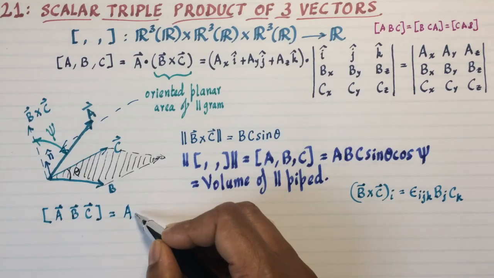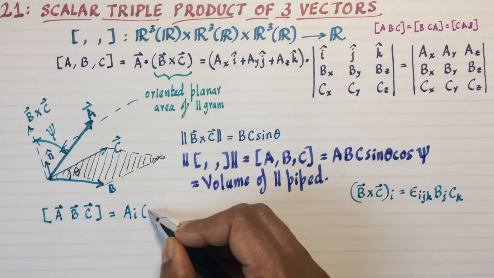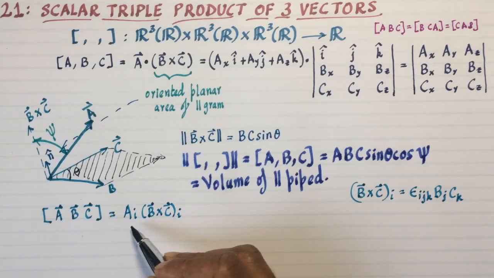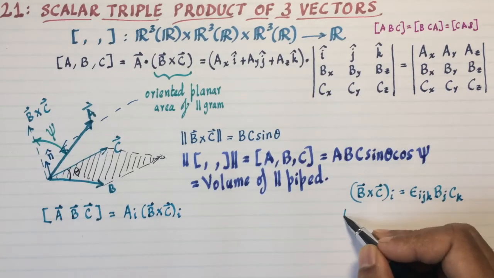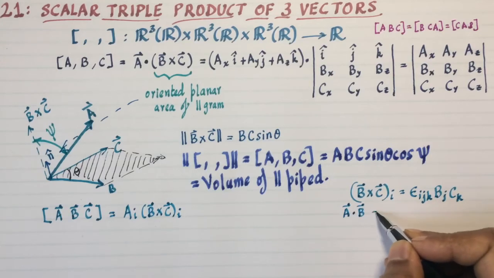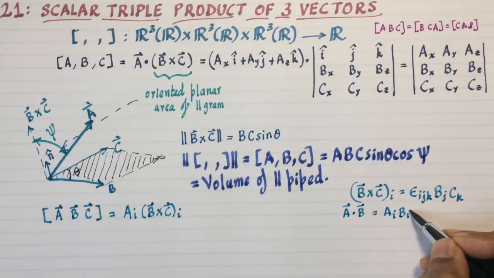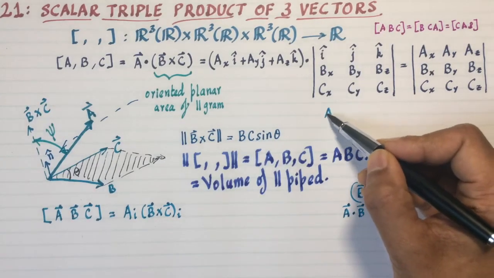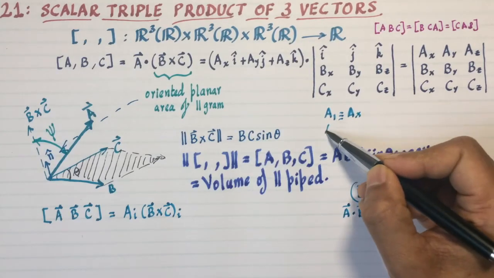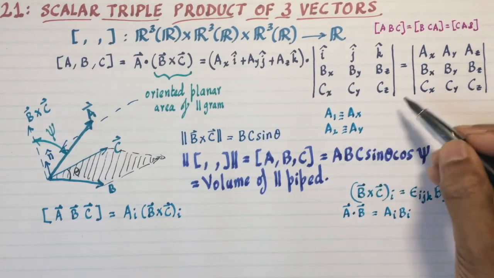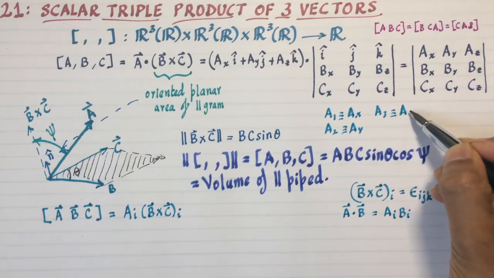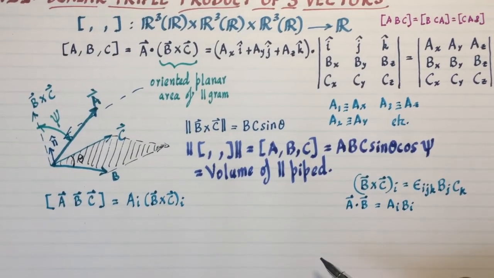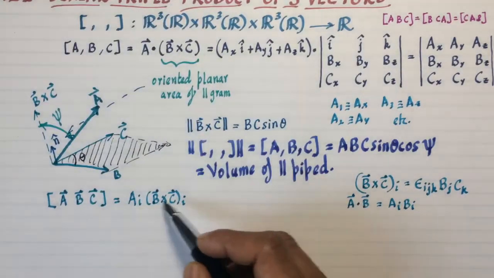This tells us that this is none other than ai multiplied with (b cross c)i, because dot products are written like that. If you have a dot b, you can write it as ai bi, because that's a1 b1 plus a2 b2 plus a3 b3, with a convention that a1 is the same as ax, a2 is the same as ay, and a3 is the same as az, etc. So you're moving from xyz to 1, 2, 3 when you use the Levi-Civita tensor.